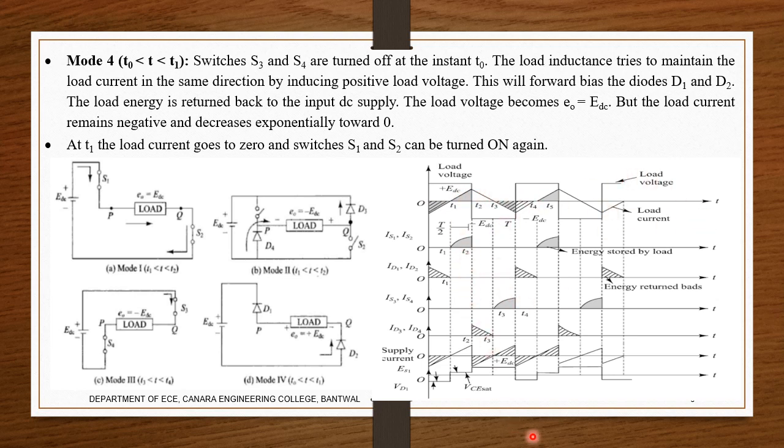How is the current during T1, during mode 1? What is the current in mode 1 again? Here are the diode currents at different levels, and when you are reading it, read it by noting these points and compare this graph and study it with the help of this circuit diagram.